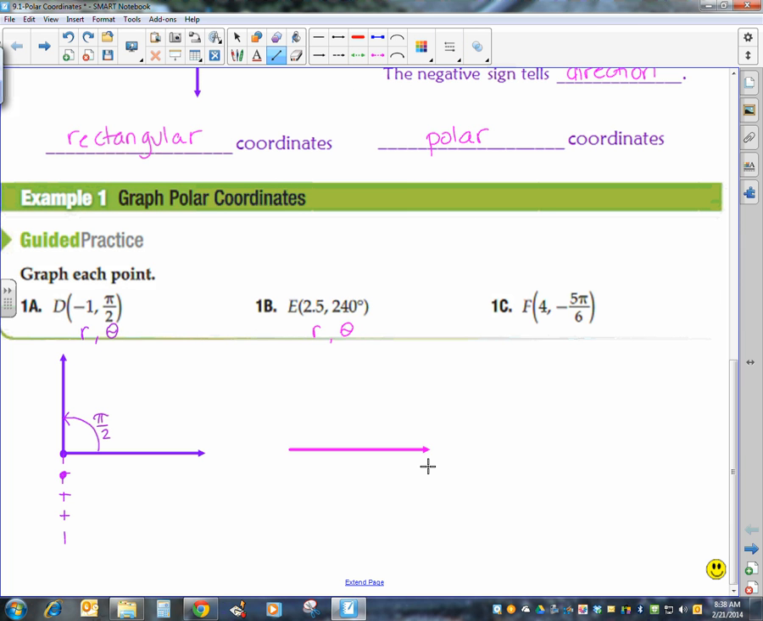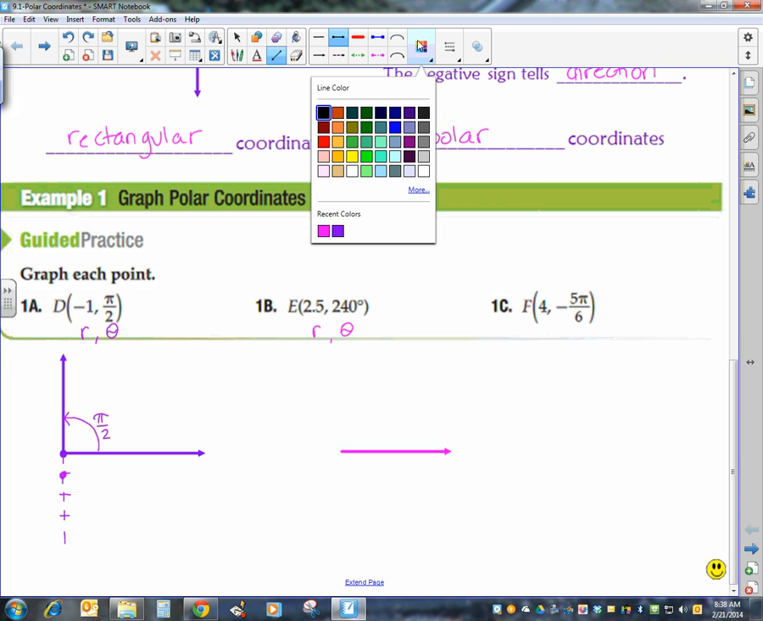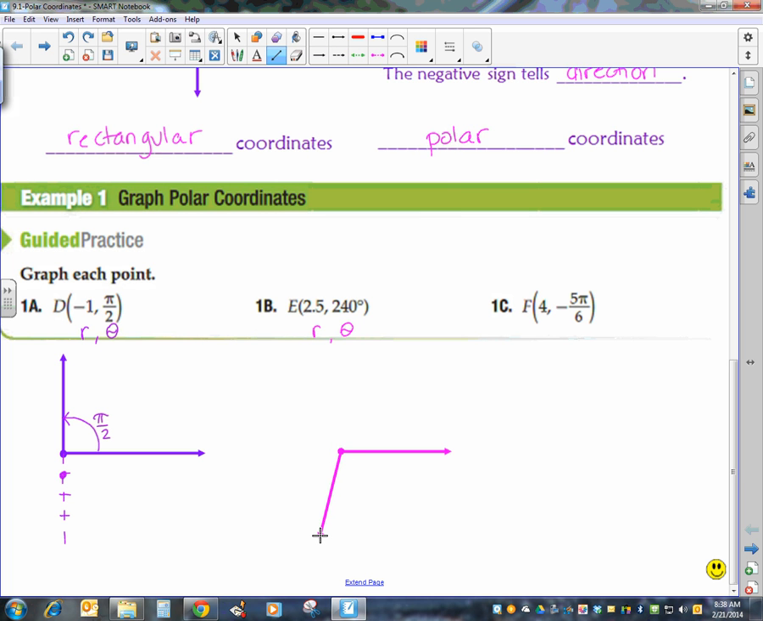All right, so I have my positive x-axis. Where is 240? Hopefully y'all remember that if it was 180, it would be down here, and this is 270. So 240 is going to be that angle that is 60 degrees past 180. So that's about right there.